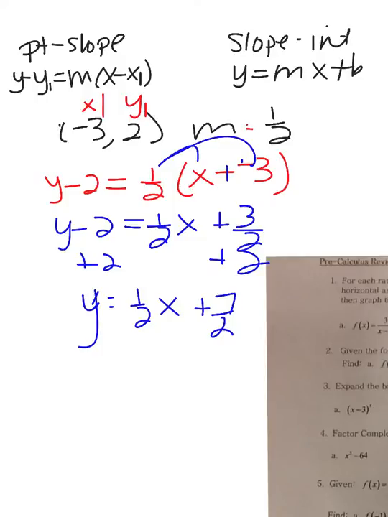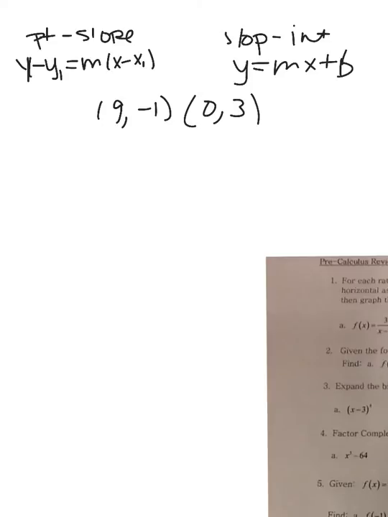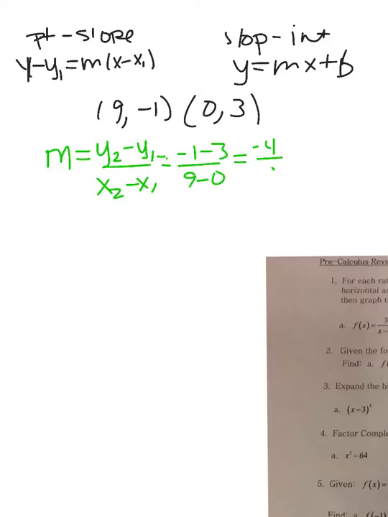Okay, so now what happens when we have 2 points? All right, so if I only have 2 points, I have to find the slope. Once I get the slope, I could plug my slope in, and then I could pick either point I want and plug it in for x1 and y1. So remember the slope formula is y2 minus y1 over x2 minus x1. So we have to find the slope. All right, so I have -1 minus 3 over 9 minus 0. So that's -4 over 9.